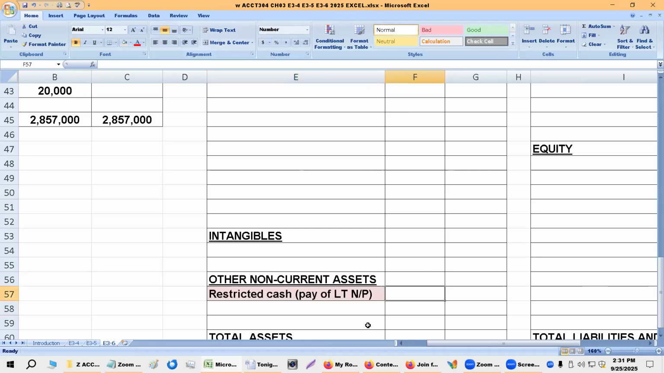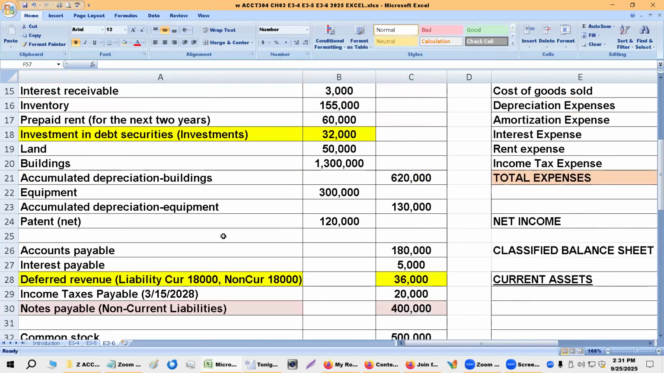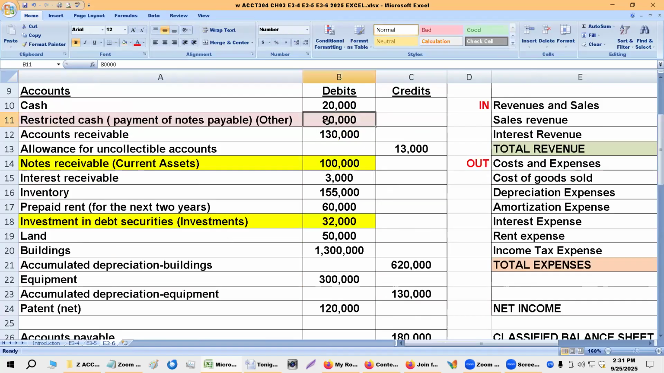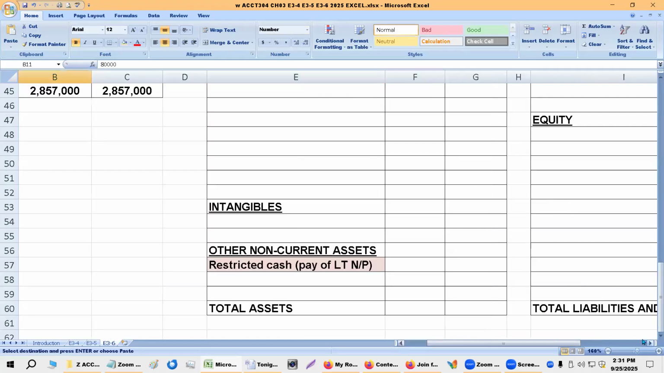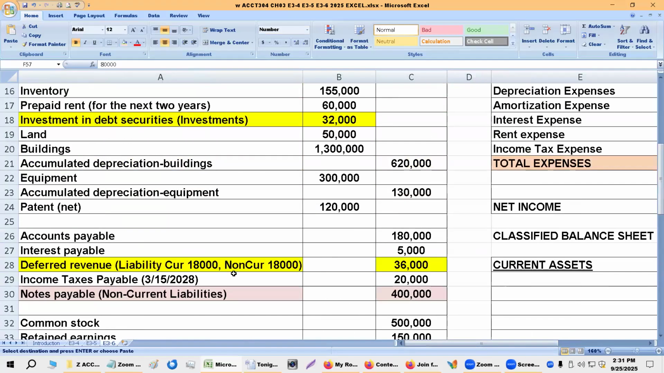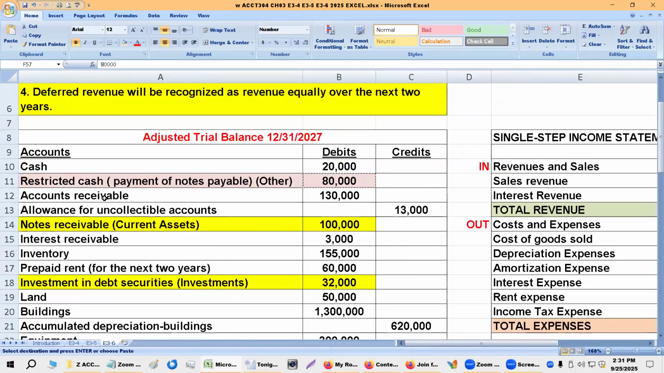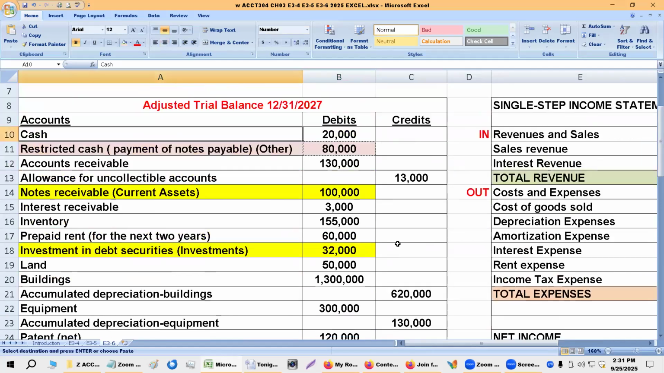How much was it? 80,000. I don't know if that's the only one we have there or not. I'm gonna put it here for now. If it is the only one, we'll move it over. Okay, let's go and do the cash. Cash is 20,000. That's current.